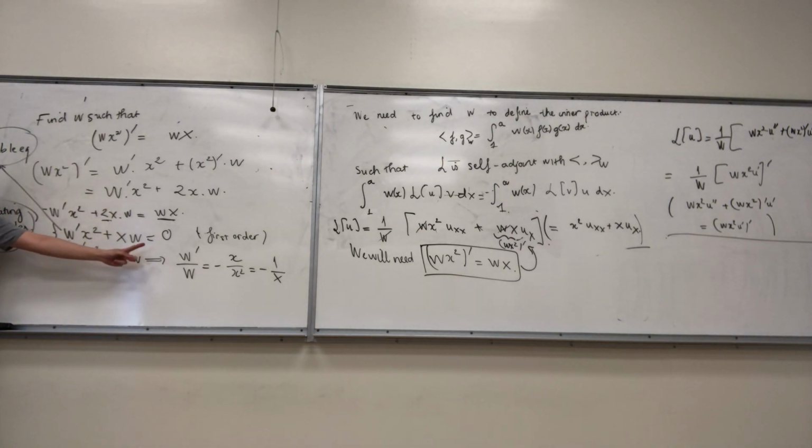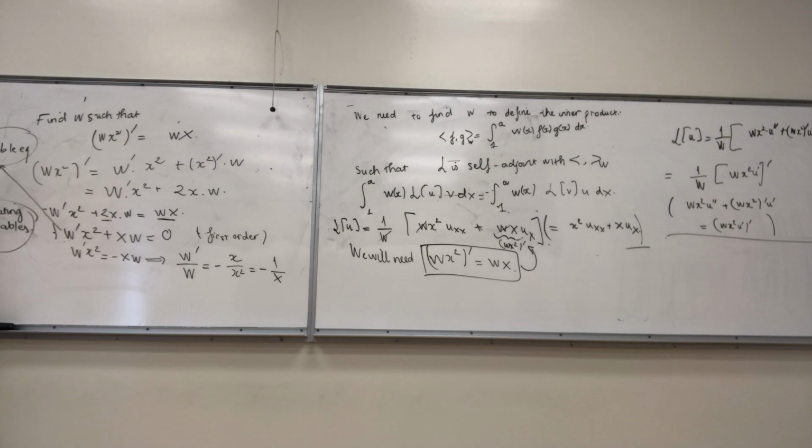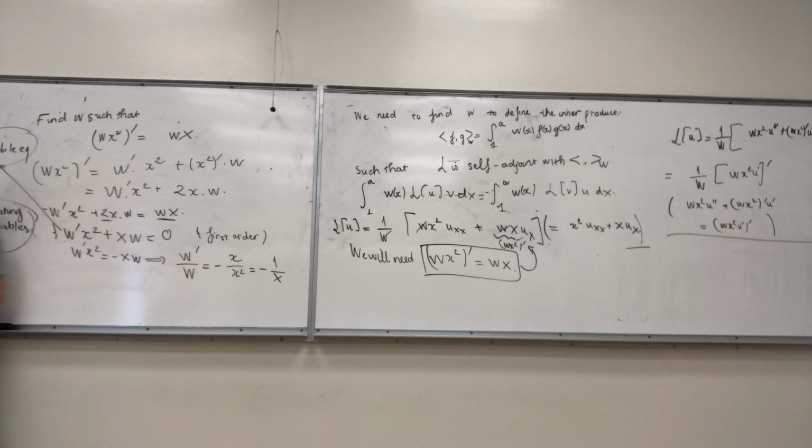So to solve a separable equation, you just have to separate x and w, right? You put all of the x to the other side and all of the w to one side. And now you have w' over w is minus 1 over x, right? So from here, how do you solve it? You integrate? You integrate, yes.